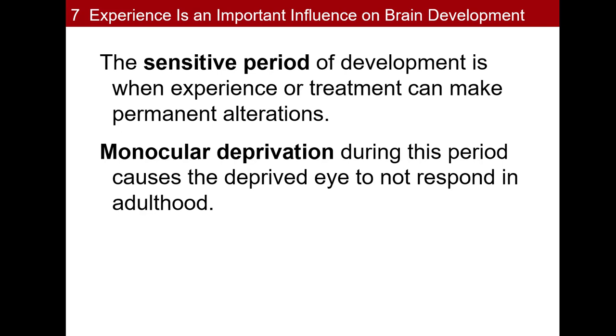Another way that we can see the environment impacting your development has to do with a sensitive period. So a sensitive period is a time during development when you can influence something and cause a permanent alteration. So you have, for example, a sensitive period for language. And during that sensitive period, being taught language, having someone speak to you, read to you, explicitly teach you, can cause you to learn language that will stick with you going forward. On the other hand, if you're outside of that sensitive period, then it's not likely to stick with you.